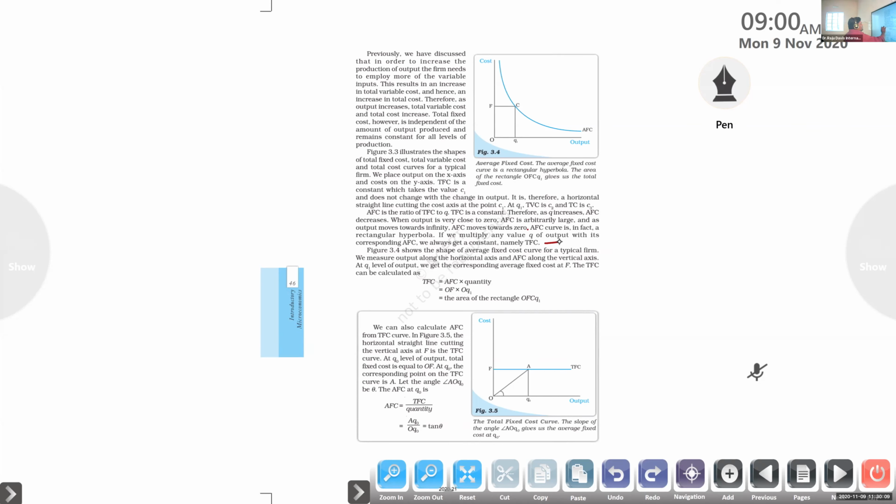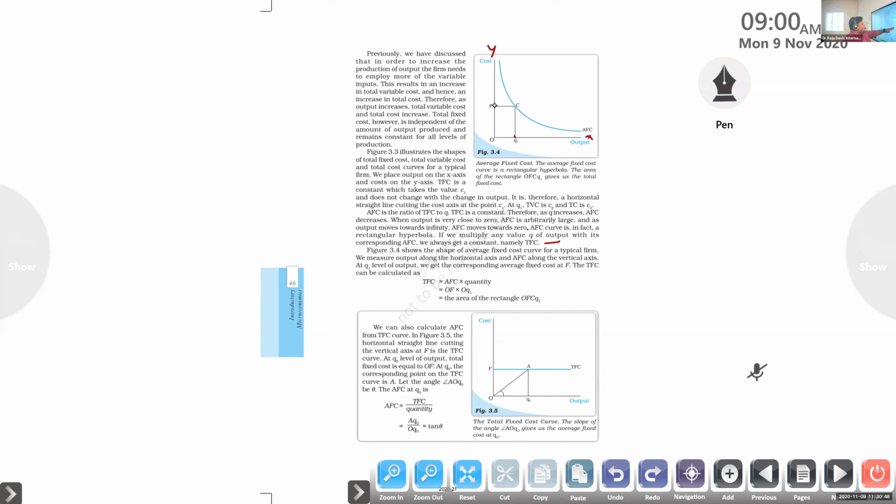So coming to figure number 3.4, it shows the shape of the average fixed cost curve from a typical firm. We measure output along the horizontal axis and cost on the vertical axis. At the Q1 level of output, we get the corresponding average fixed cost at F. So this is the average fixed cost, it is F.